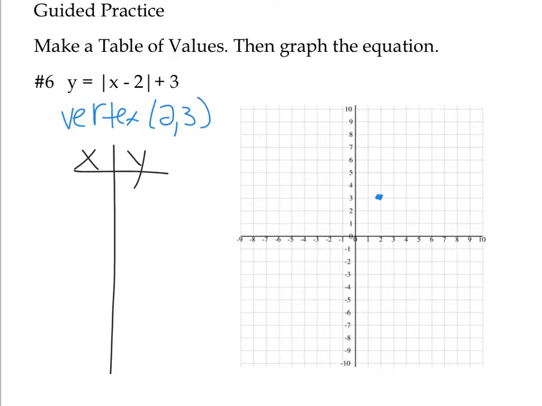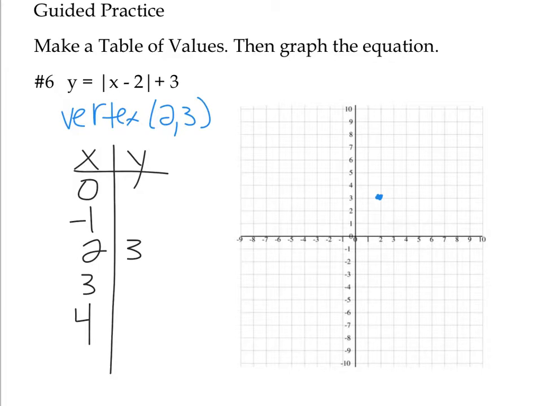We want to get some numbers to the left and right of this vertex. We want some x values going this way and this way so we can see what our V is going to look like on both sides. So we should plug in a -1 and 0, let's say, for x values. So we're going to use 0 and -1. We already know what happens at (2, 3). And then we're going to go to the other side, 3 and 4. So we'll get a couple numbers on either side of that x value where the vertex is.